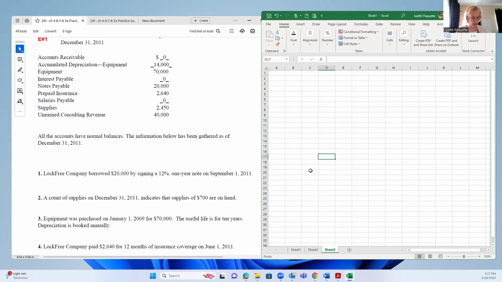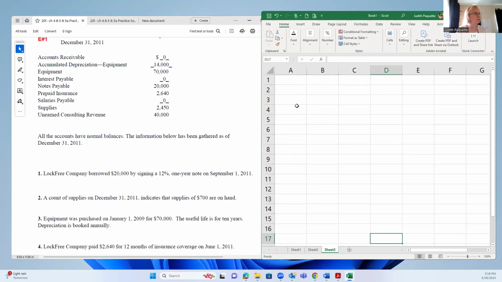Okay. So how do we calculate interest? We start with principal times interest rate times time. How long did they borrow the money? Ariana, what's the principal in this example? How much did they borrow?